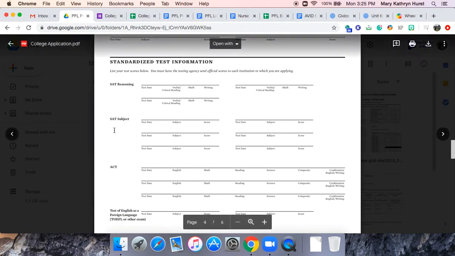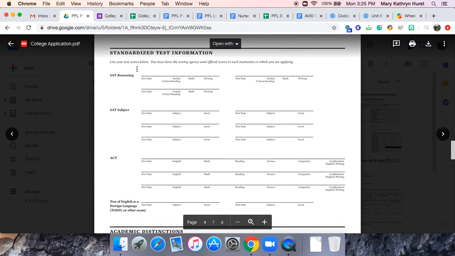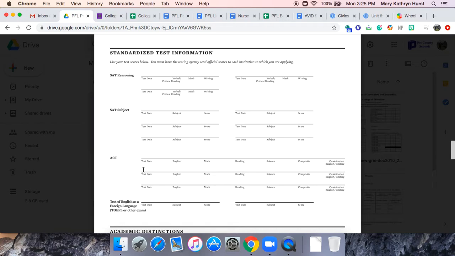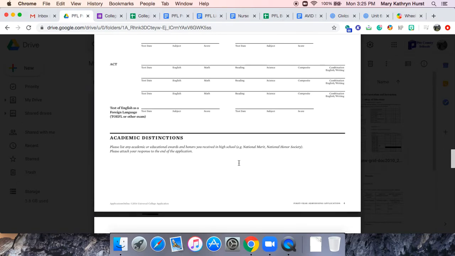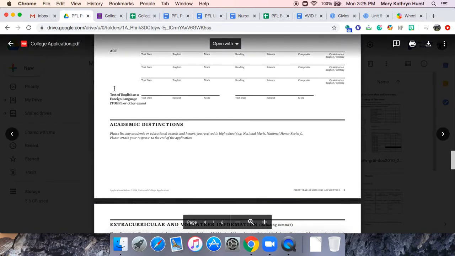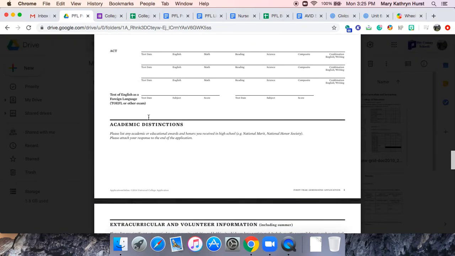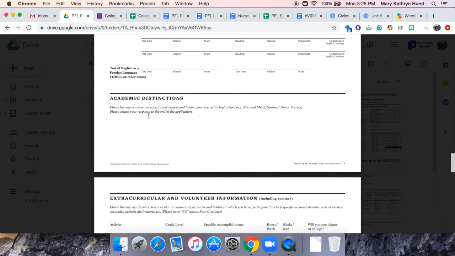So the standardized testing information is also on there. If you would like to do the SAT or the ACT and go ahead and take that and get a score, you are welcome to put your actual scores here. However, again, you must have actually completed the ACT or the SAT, not the pre-versions of either of those two things. And this one is English as a foreign language if you are not an English language native speaker.